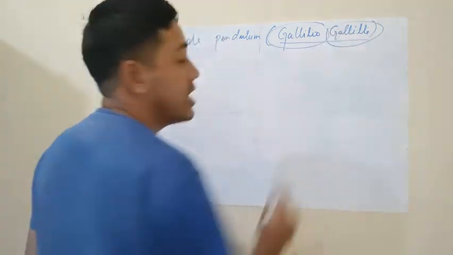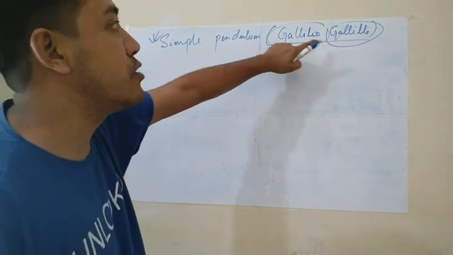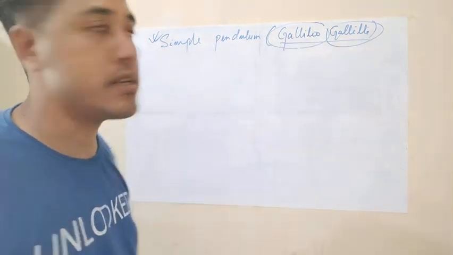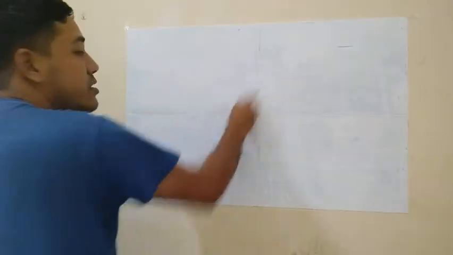Please note the spelling of Galileo Galilei. If I have made a mistake, then correct it with the help of your dictionary. Now, what is a simple pendulum?